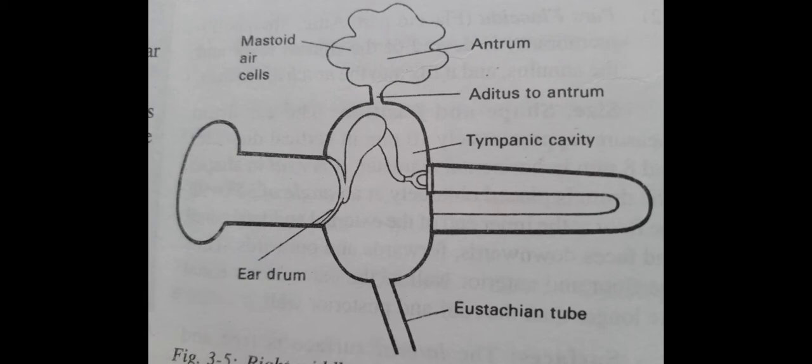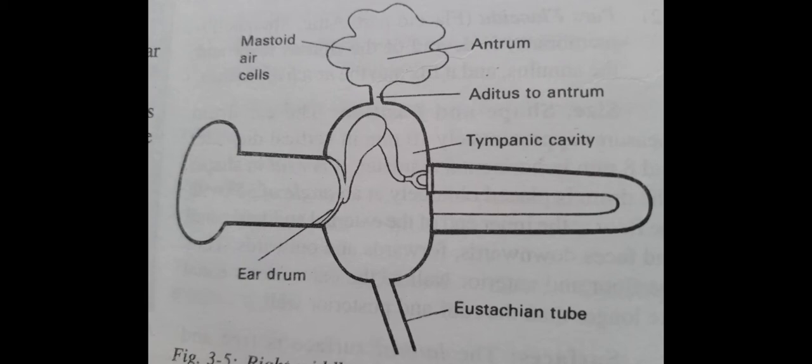Now where is the inferior turbinate situated? The turbinates are situated in the nose. So behind the inferior turbinate there is the opening of the eustachian tube in the nasopharynx. One opening is in the tympanic cavity, that is in the middle ear, and the other outer opening is in the nasopharynx behind the posterior end of the inferior turbinate.